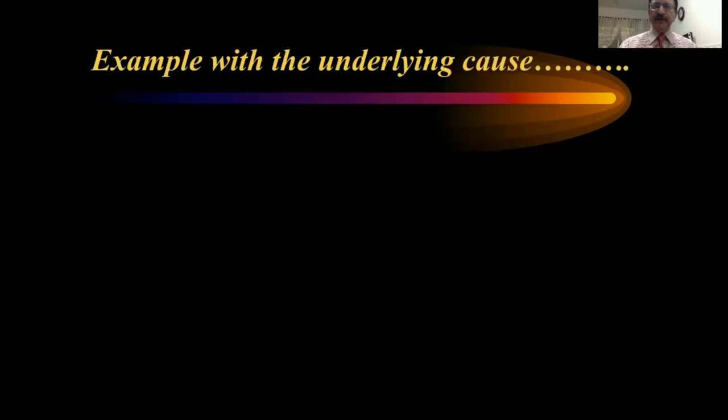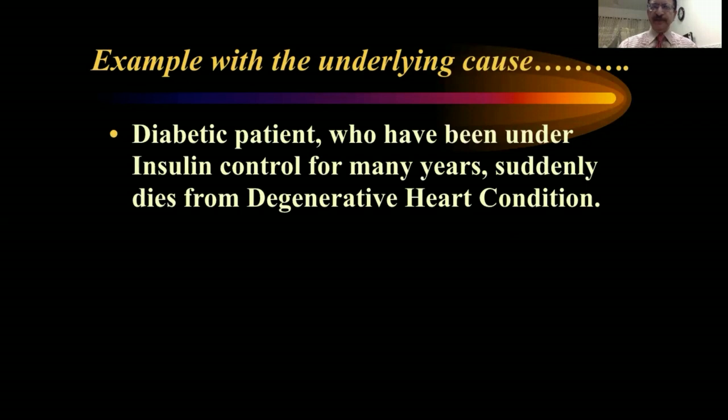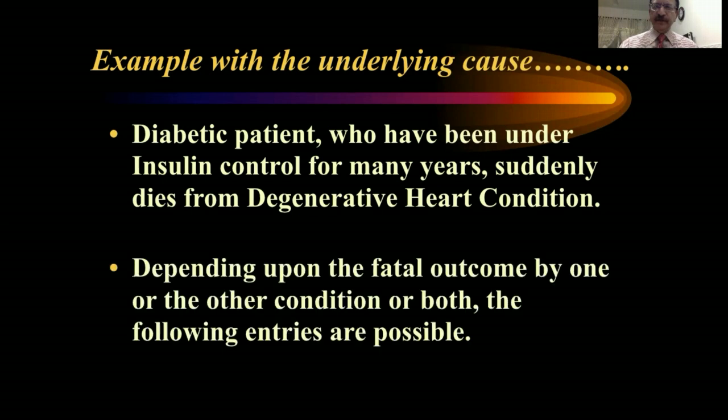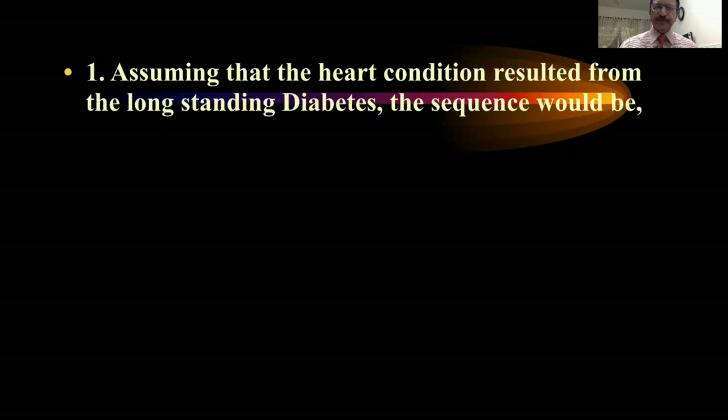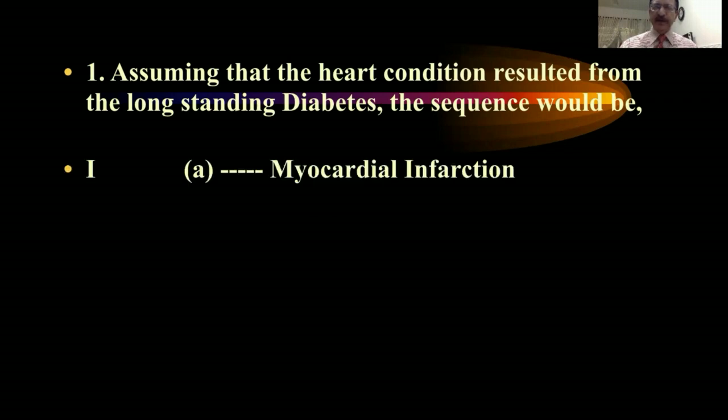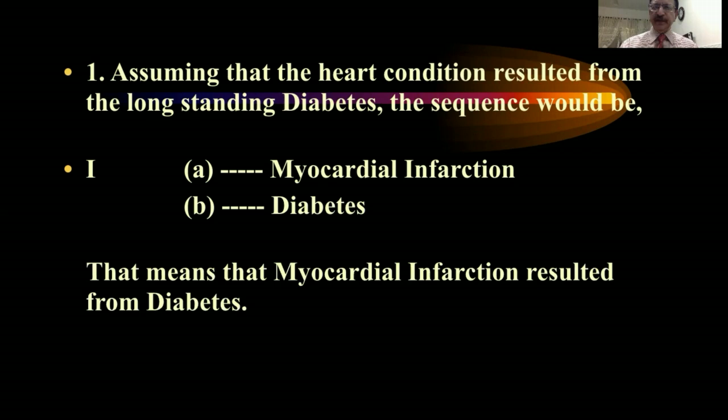Then a few examples of the underlying cause. A diabetic patient who had been under insulin control for many years suddenly dies of a degenerative heart condition. Depending upon the fatal outcome by one or the other condition or both, the following entries are possible. Assuming that the heart condition resulted from the long-standing diabetes, the sequence would be 1A myocardial infarction, 1B diabetes, and that means the myocardial infarction resulted from diabetes.